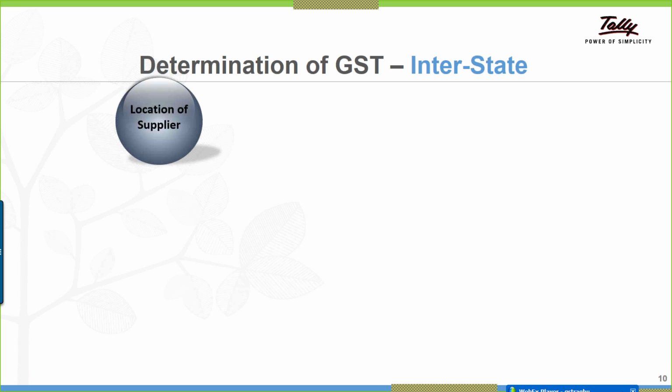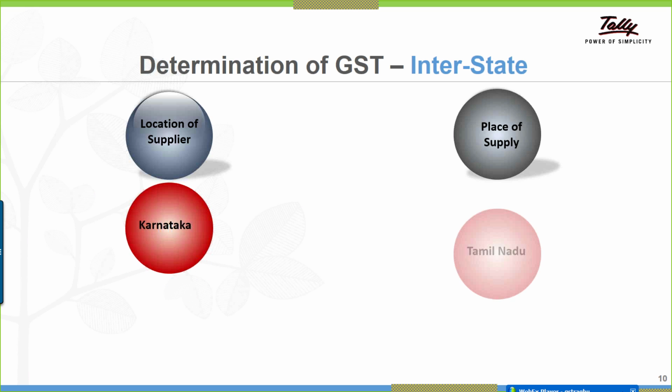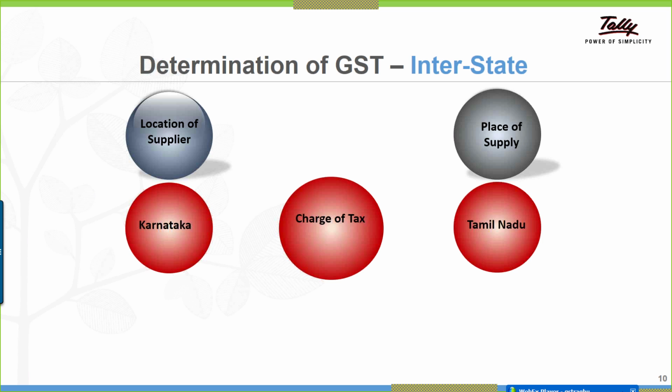Now we will discuss interstate, nothing but state to different state, location of supplier and place of supply. If location of supplier is in Karnataka and place of supply is in Tamil Nadu, interstate will be charged. It's called IGST. Here the tax will be divided. When the consumer is in a different state, that state will get the revenue. In this scenario, Tamil Nadu will get 50% and the remaining 50% will be taken by central government. It's not Karnataka that is going to get the benefit here.